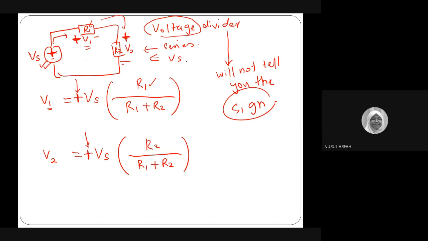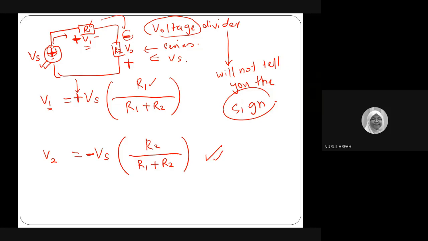What if I change the sign for V2? Okay, let's say I change the sign for V2. This is negative, and this is positive. Now, what is the sign for V2? Negative. Yes, negative. How do you know? Positive meets negative, so you have a negative here. Okay. So far, so good. Yes, good.